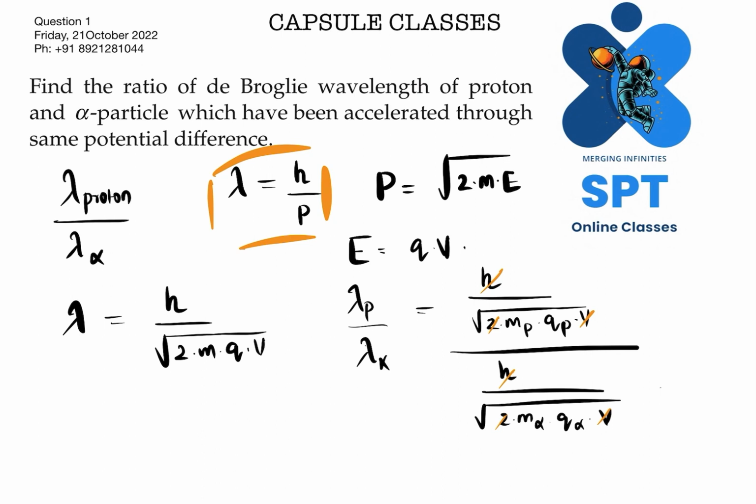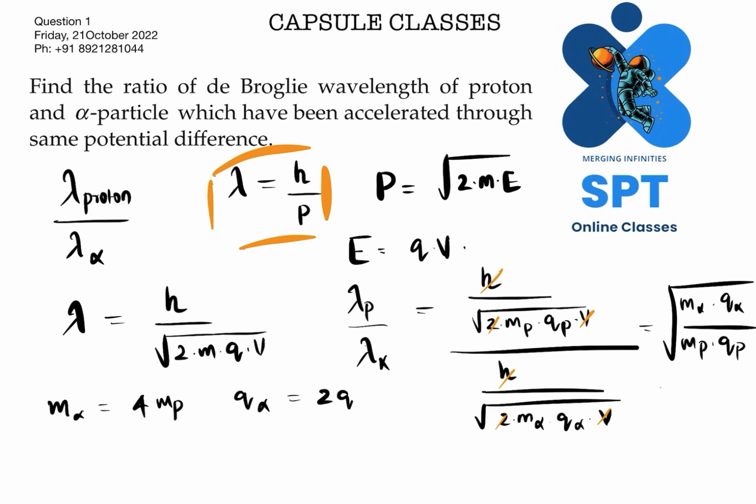It will be square root of mass of alpha particle times charge of alpha particle divided by mass of proton times charge of proton will be left. What is mass of alpha particle? Mass of alpha particle is 4 times mass of proton. That's because one alpha particle contains 2 protons and 2 neutrons, and it is equivalent to a helium nucleus. The charge of alpha particle is 2 times charge of proton.